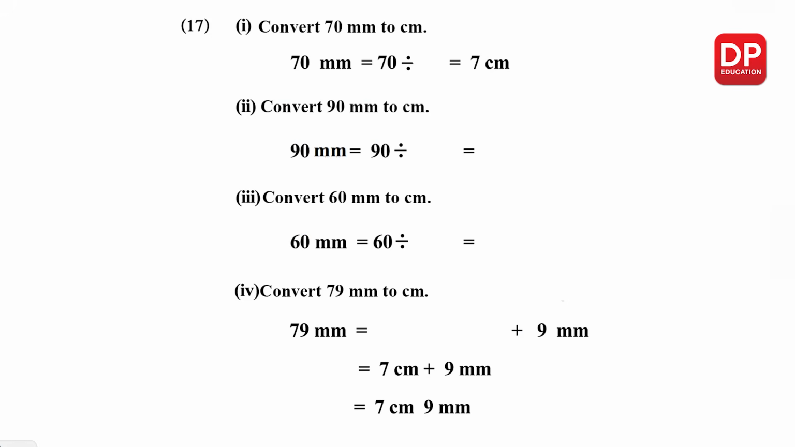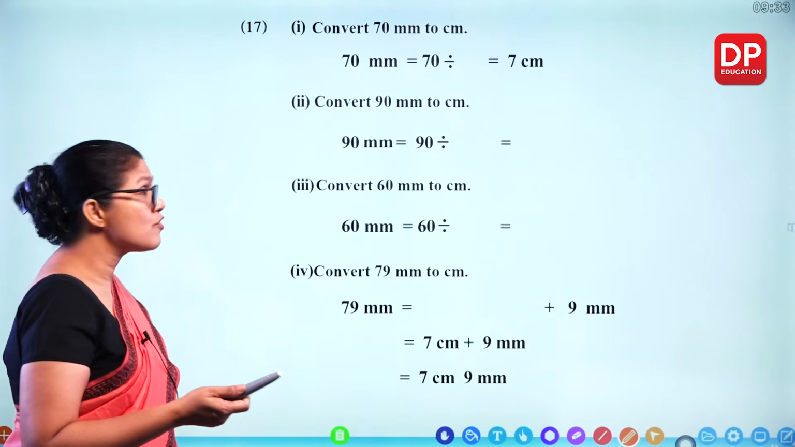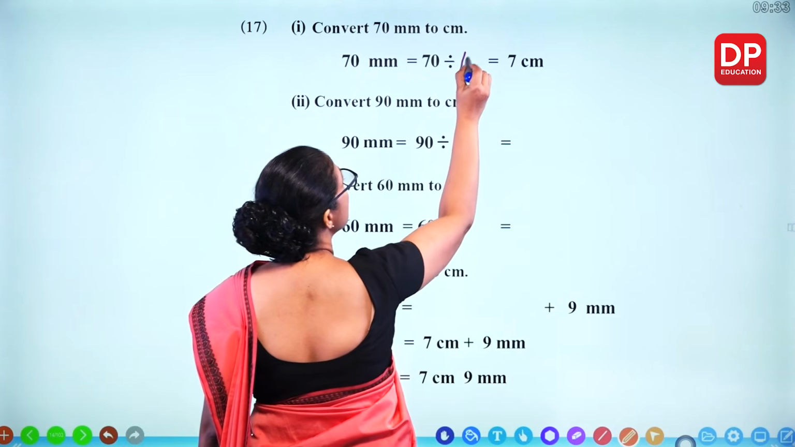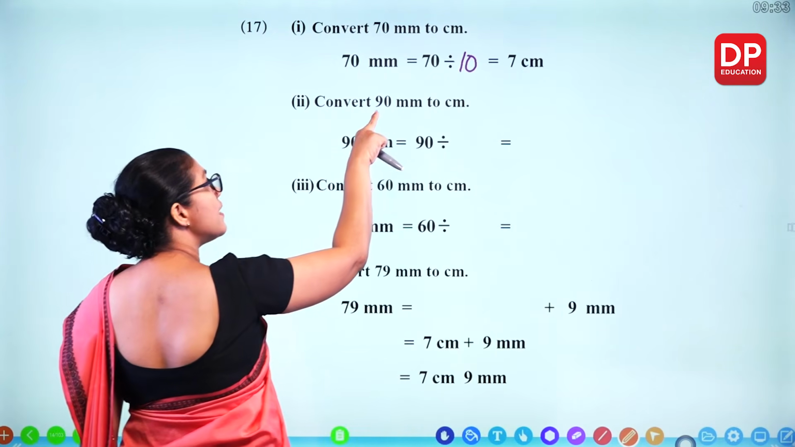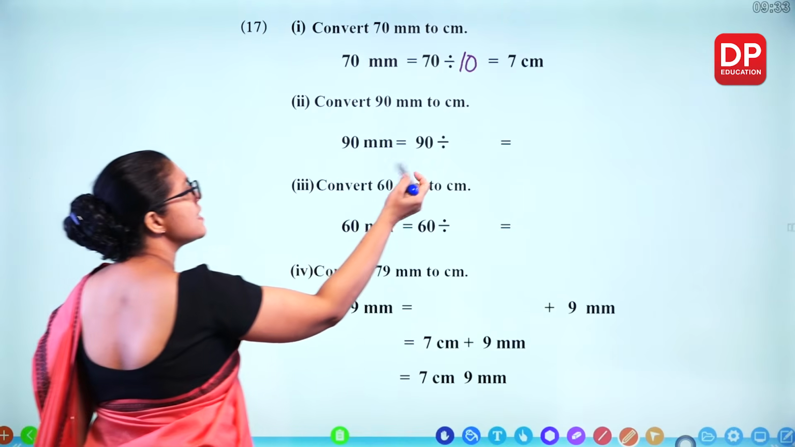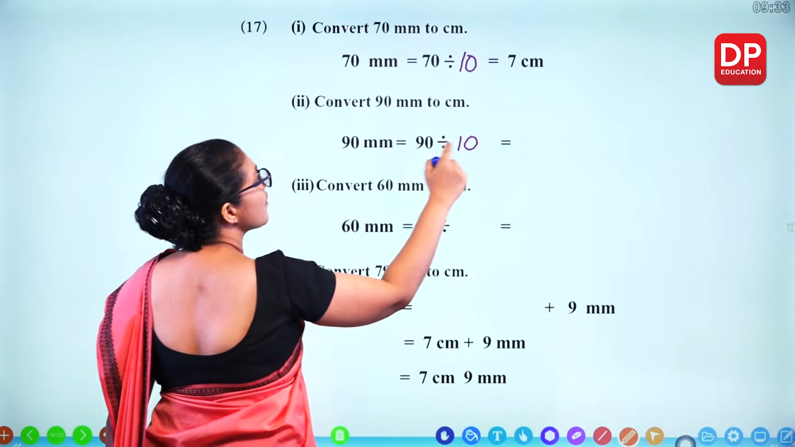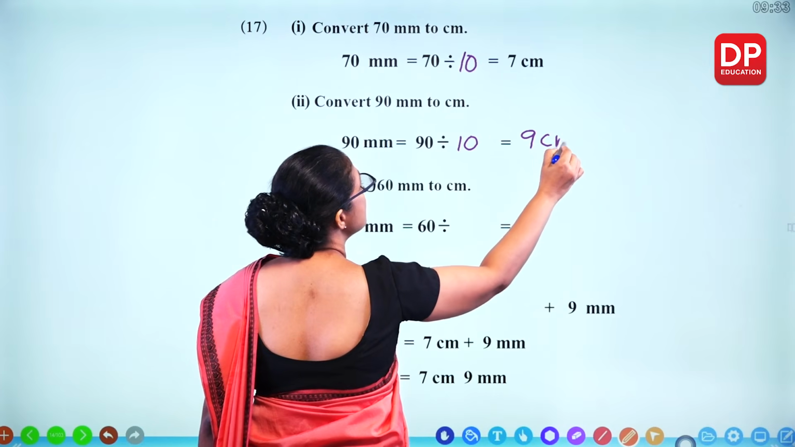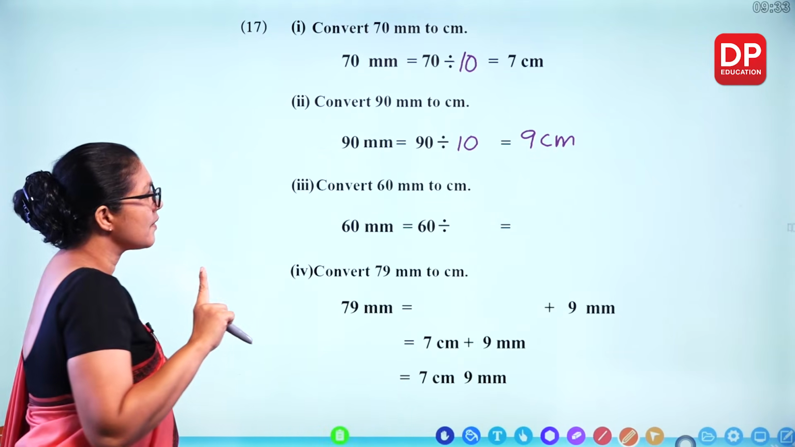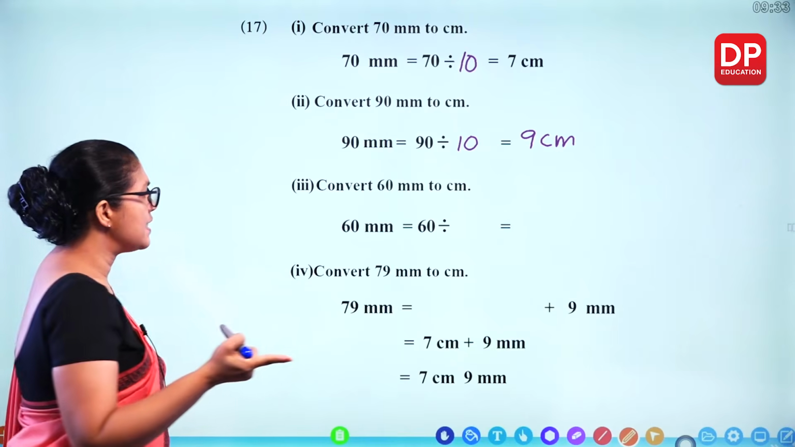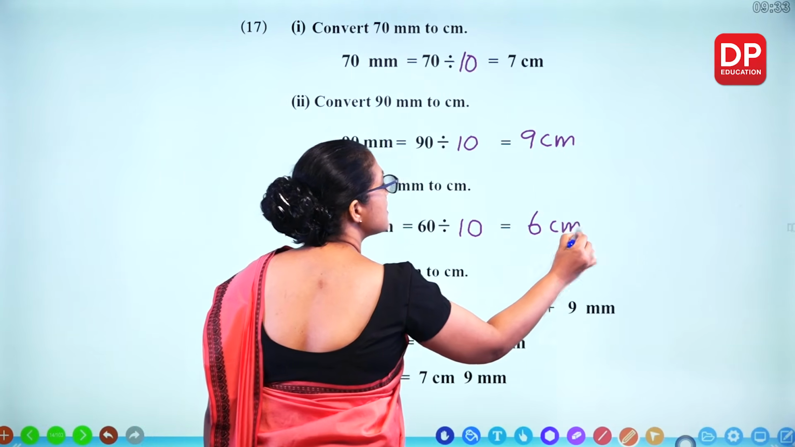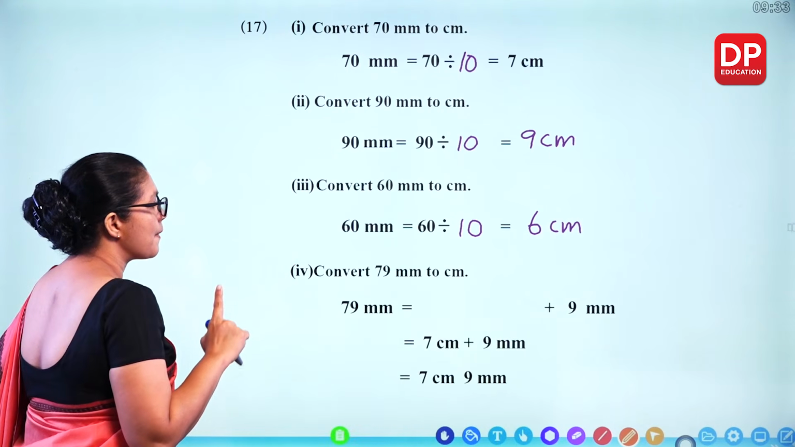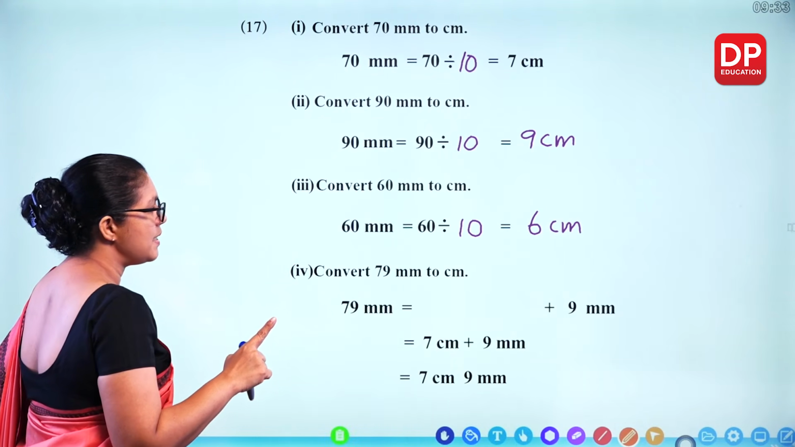Look at this one. Convert 70 millimeters to centimeters. Millimeters to centimeters, you have to divide by 10. So 70 divided by 10, you get 7 centimeters. 90 millimeters to centimeters, divide by 10. You get 9 centimeters. 60 millimeters to centimeters, 60 divided by 10. You get 6 centimeters.